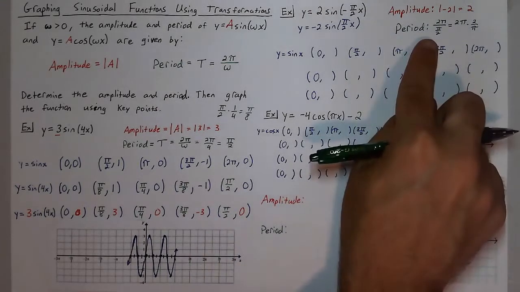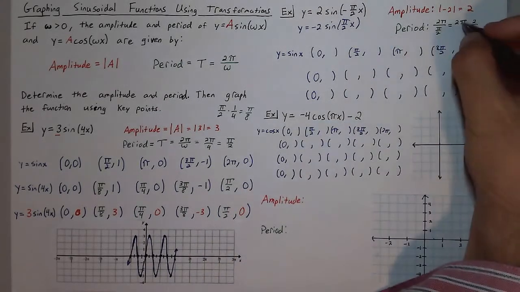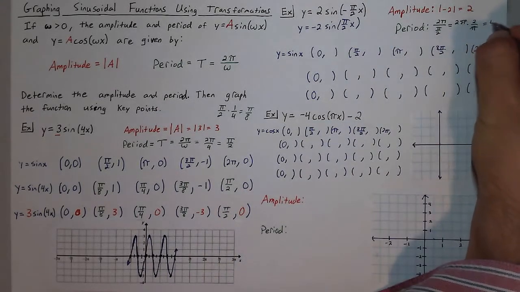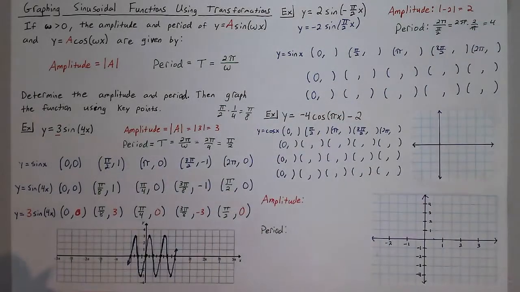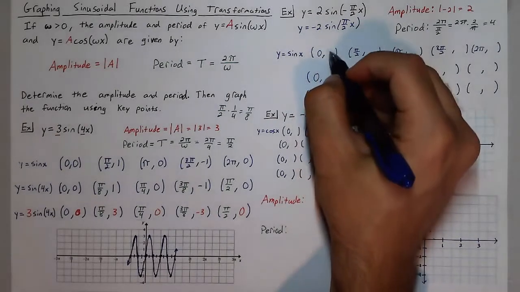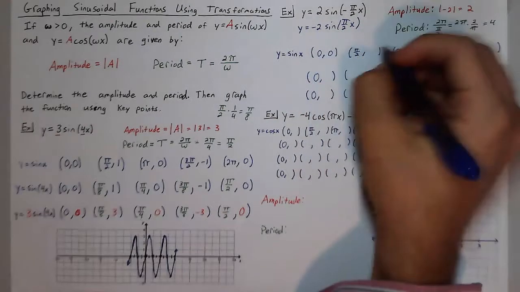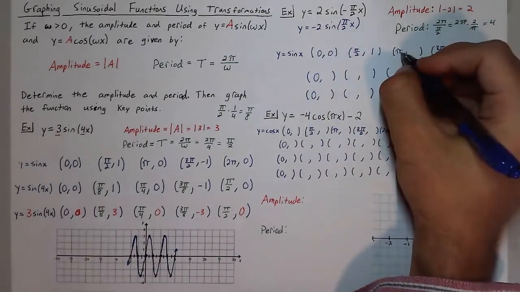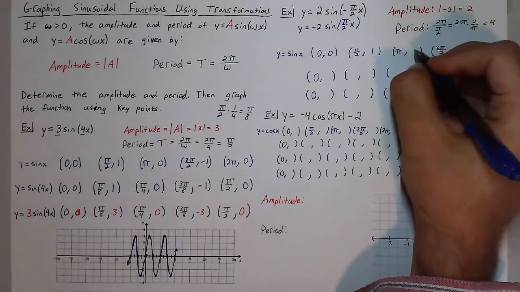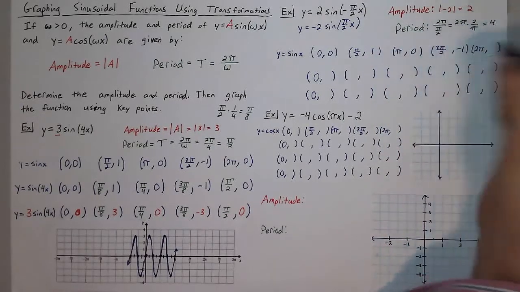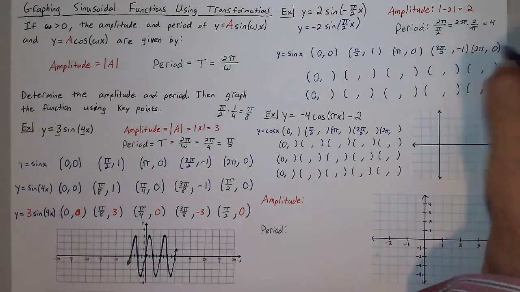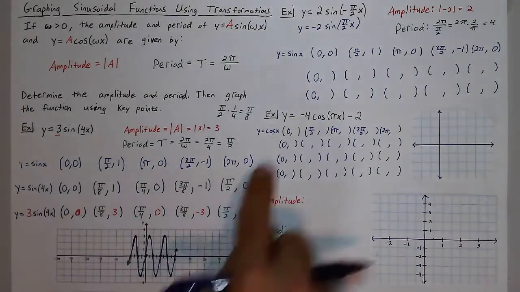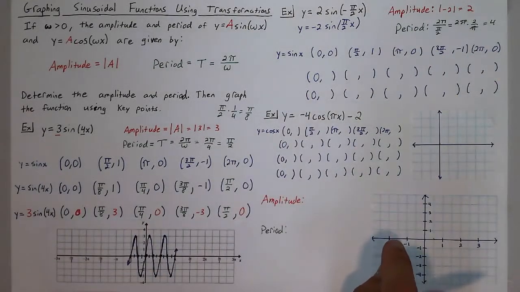I divide by a fraction. So the pi's cancel, and 2 times 2 is 4. So my period of the function will be 4. Now to go over again, sine of 0 is 0, sine of pi over 2 is 1, sine of pi is 0, sine of 3 pi over 2 is negative 1, and sine of 2 pi is 0. Again, knowing those key points is going to make the rest of this process a lot easier.